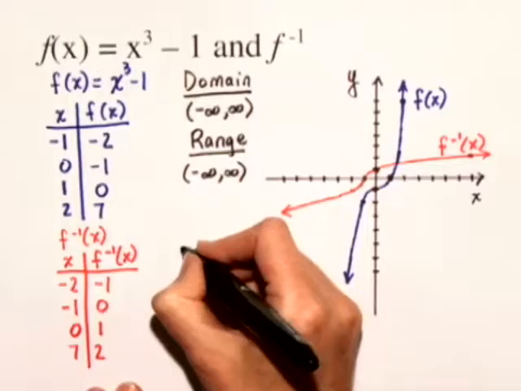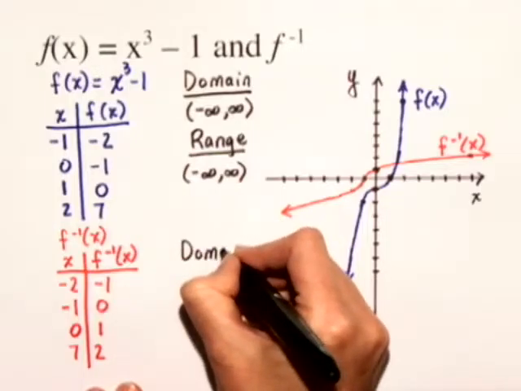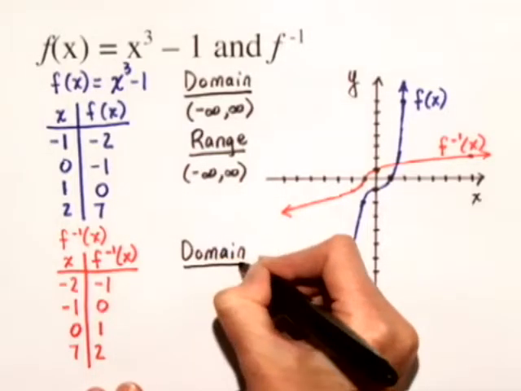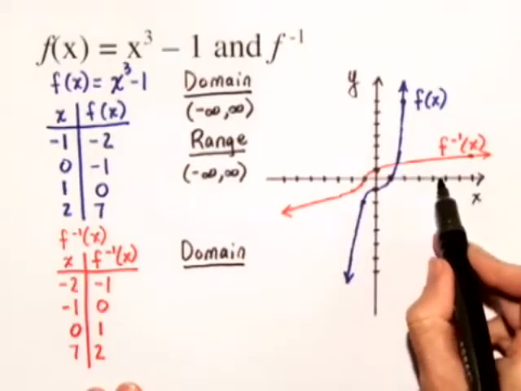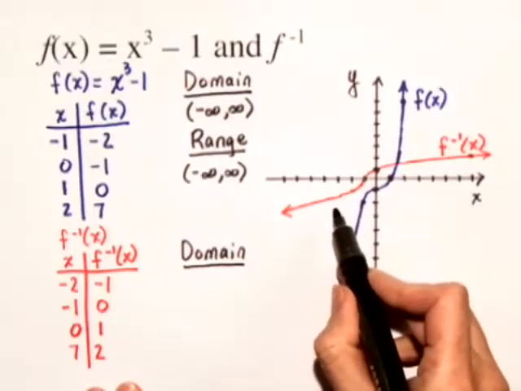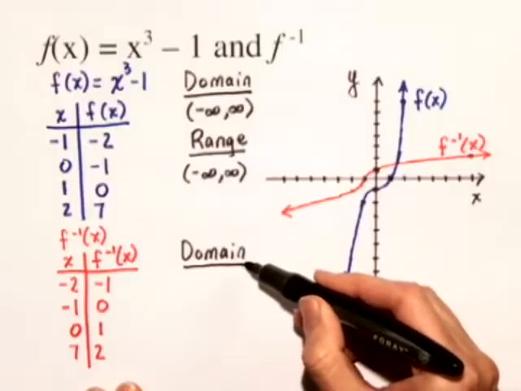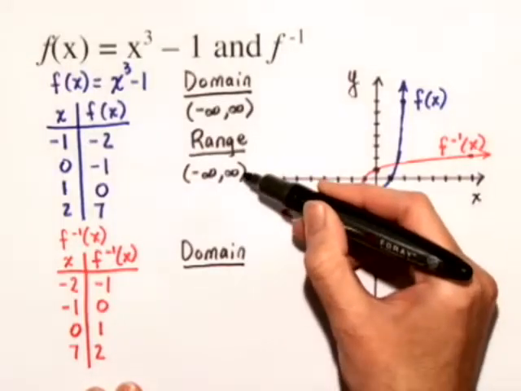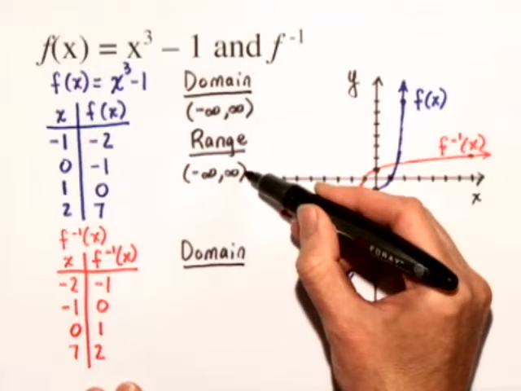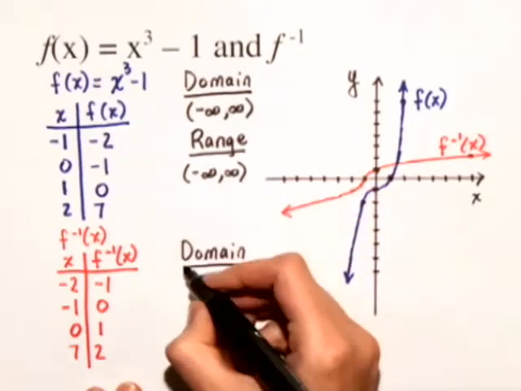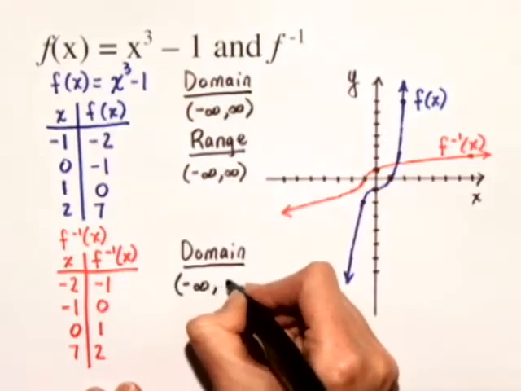Now let's look at the domain of the inverse function. That's the graph in red. We can look at the graph and see that the domain, or the x values, go from negative to positive infinity, or remember, the domain of the inverse function is always exactly the same as the range of the original function. So our domain is from negative to positive infinity.